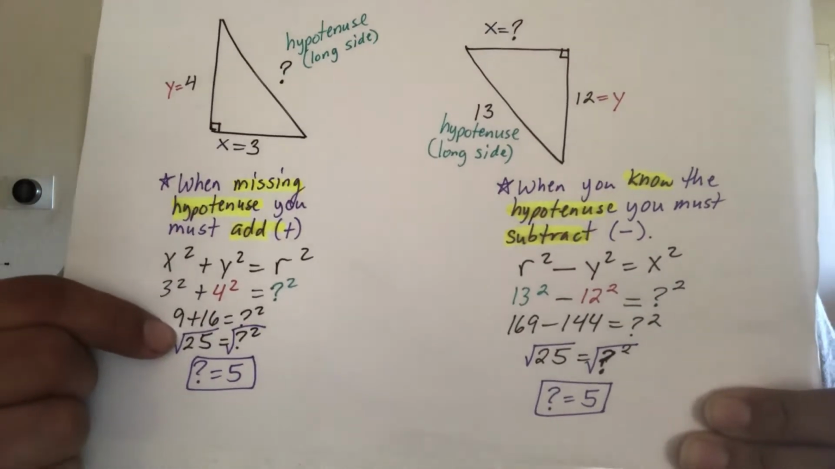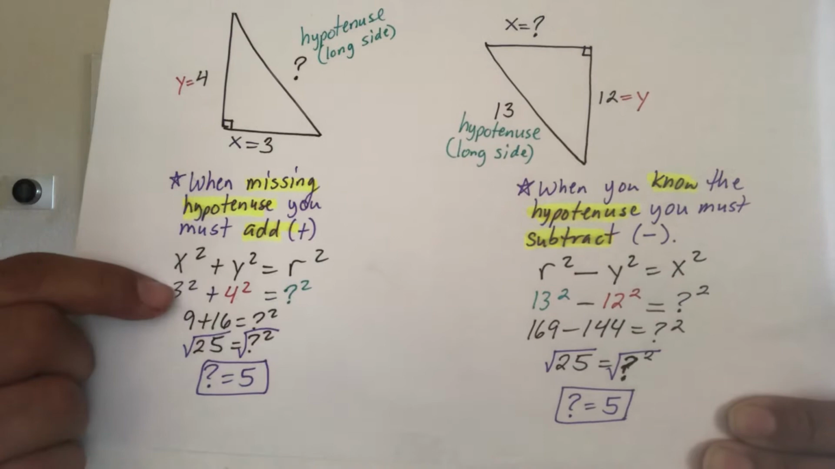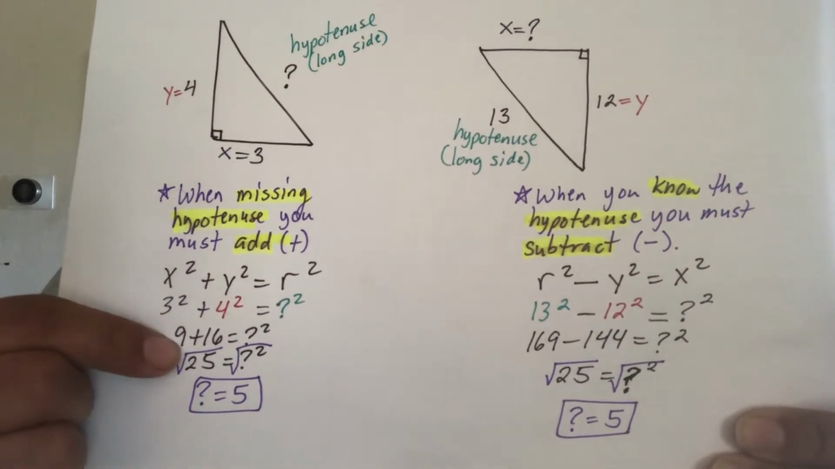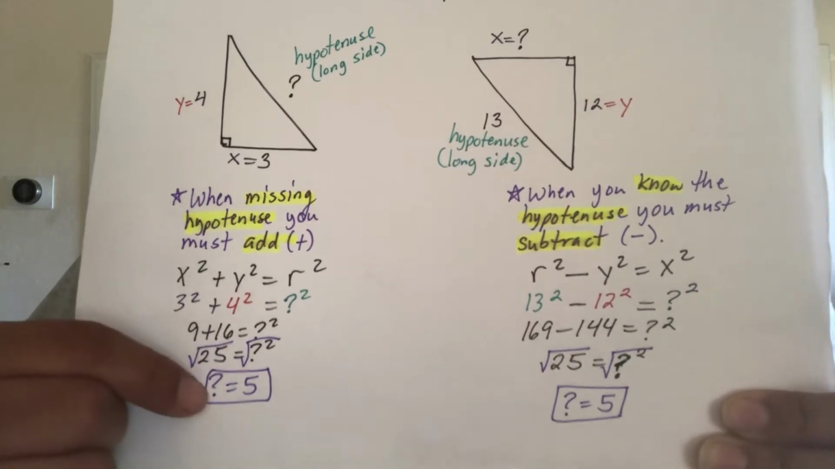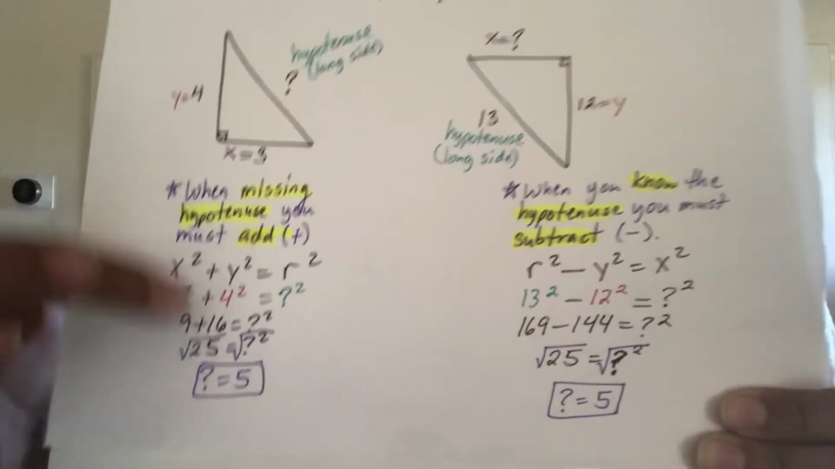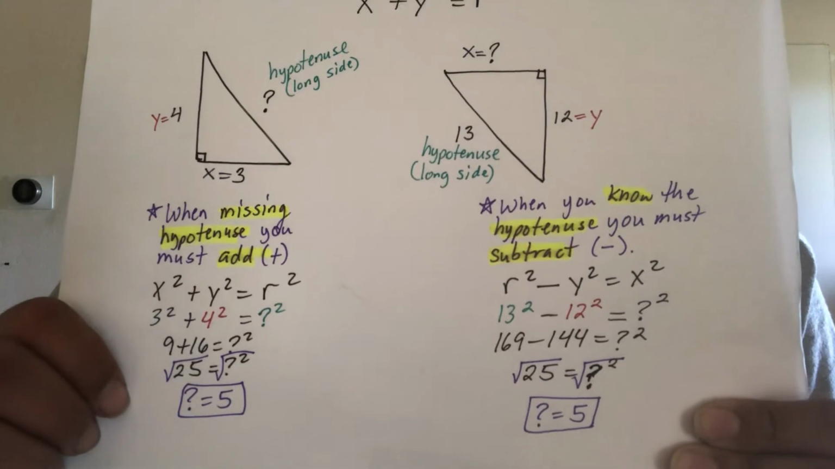Don't forget, this is a common step students tend to forget. They square them and add them, but then they forget that they can't just leave it 25. You then have to take the square root of that number. So the missing side here, the hypotenuse, is 5, according to this triangle.